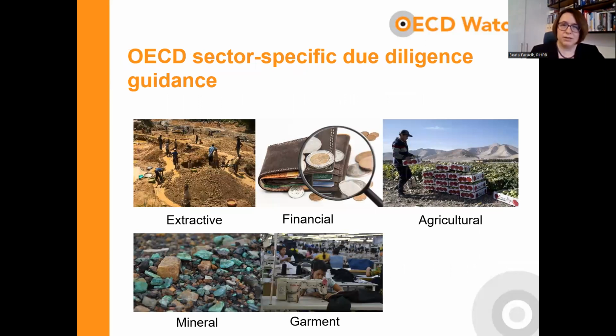Given specific context of various sectors, the OECD has published 5 sector-specific due diligence guidance documents. These sectors include the extractive sector, the financial sector, agriculture one, as well as the mineral sector and the garment sector. These sector-specific guidance documents elaborate on the due diligence provisions contained in the more general OECD guidelines and tailor the 6 steps of due diligence to companies operating in those sectors.